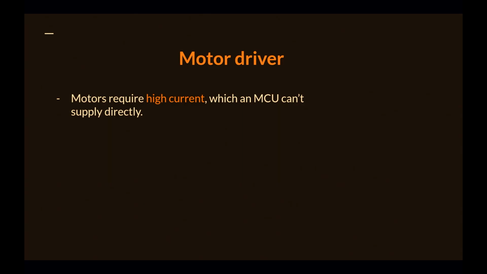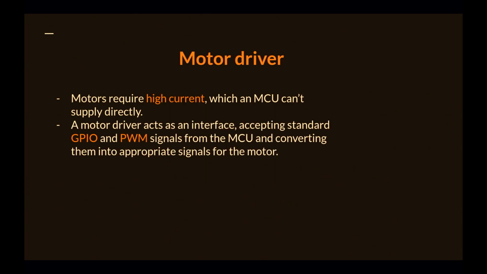But it's not very convenient to communicate with the motor directly from your microcontroller, because motors, they need a high current, and microcontrollers, they cannot supply it directly. And also, motor driver gives us a benefit, which is an interface. And this interface is super convenient for the microcontroller. So we have GPIO pins to choose the way our motor will work, and we have PWM signals to choose the power of our motor.